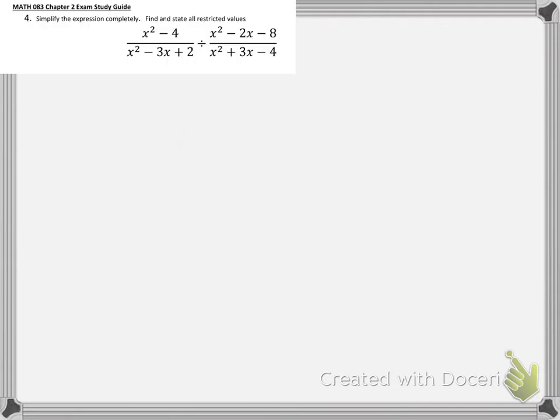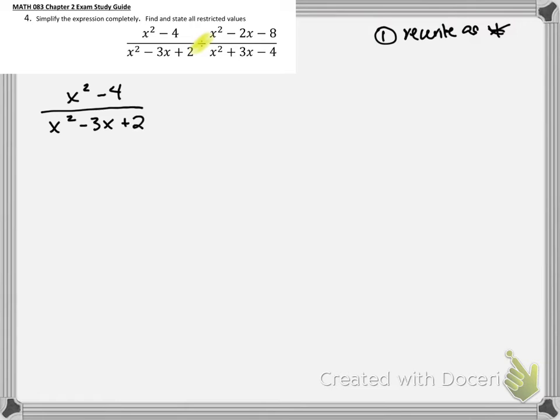So in this problem, we have a similar thing. The main difference, hopefully you can see, is that there is a division sign here. So the first thing I'm going to do is rewrite this expression as a multiplication problem. You don't have to do this if you don't want to, but I would strongly recommend that you do this so that you don't forget to do it later on.